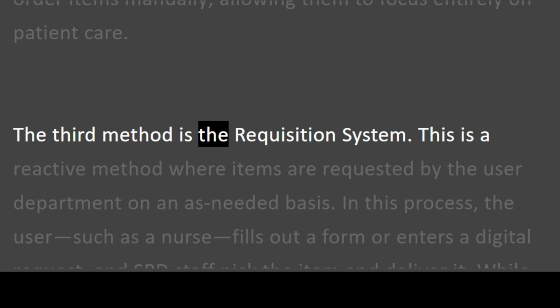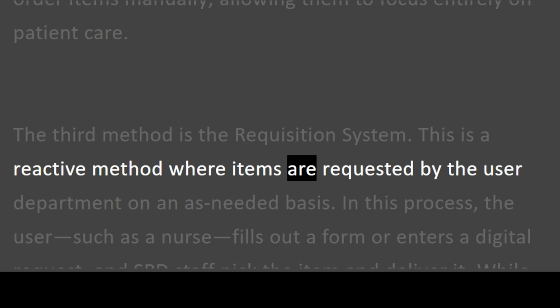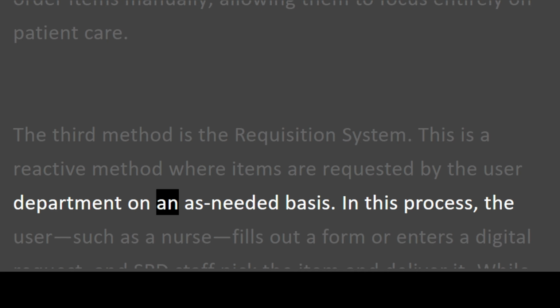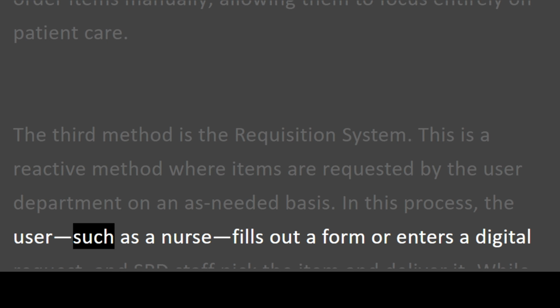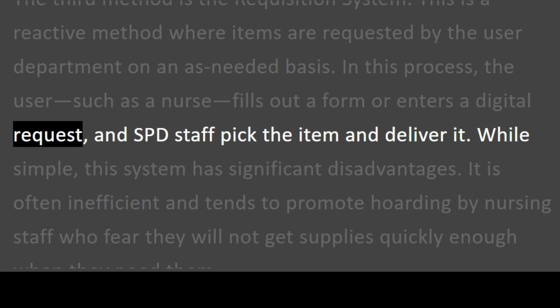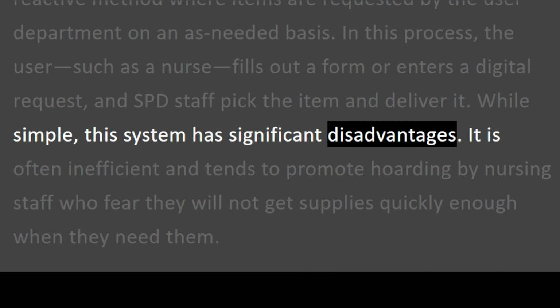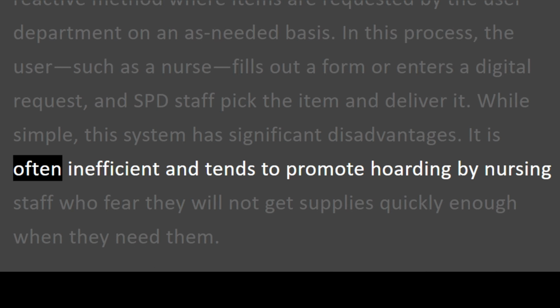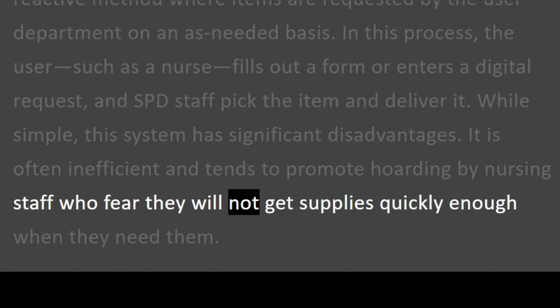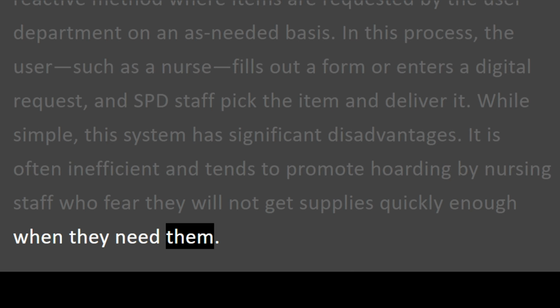The third method is the requisition system. This is a reactive method where items are requested by the user department on an as-needed basis. In this process, the user, such as a nurse, fills out a form or enters a digital request, and SPD staff pick the item and deliver it. While simple, this system has significant disadvantages. It is often inefficient and tends to promote hoarding by nursing staff who fear they will not get supplies quickly enough when they need them.